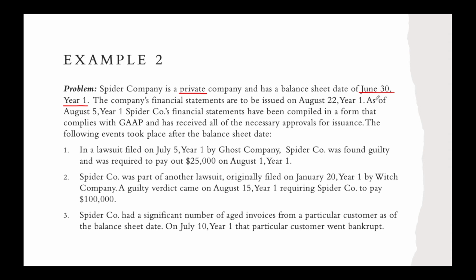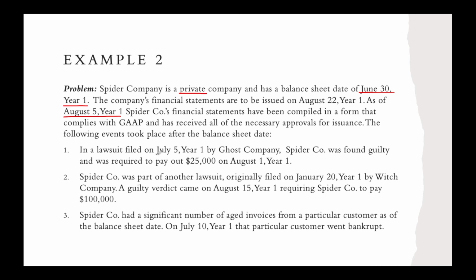And if we read the next line here, as of August 5th, year 1, Spider Company's financial statements have been compiled in a form that complies with GAAP and has received all of the necessary approvals for issuance, i.e. they're available to be issued as of August 5th, year 1. So we know we're using that date. The following events took place after the balance sheet date. Starting with number 1 here, in a lawsuit filed on July 5th, year 1 by Ghost Company, Spider Company was found guilty and was required to pay out $25,000 on August 1st, year 1.